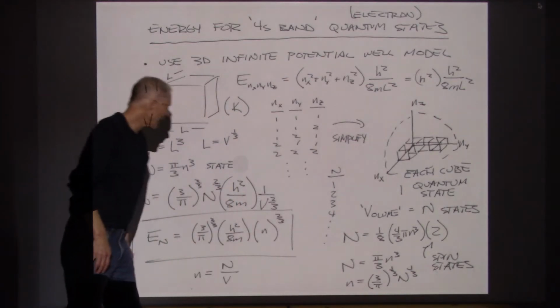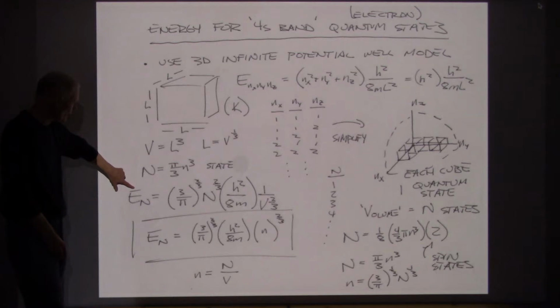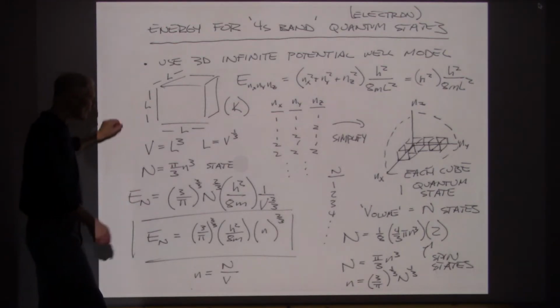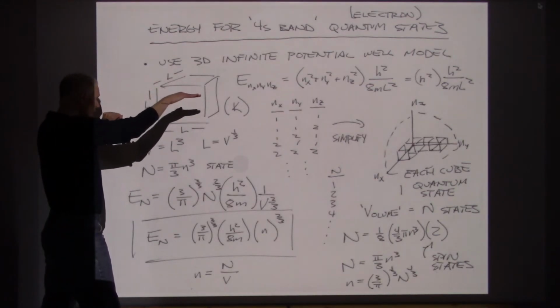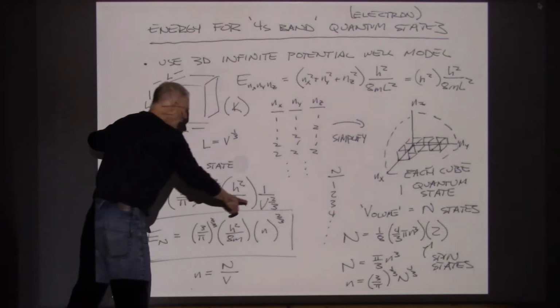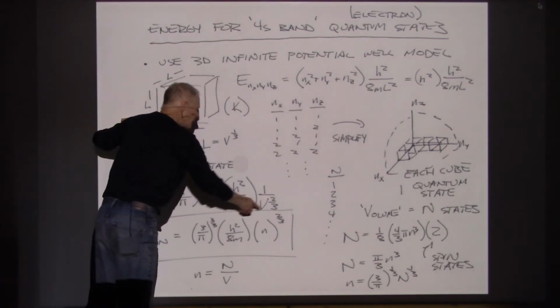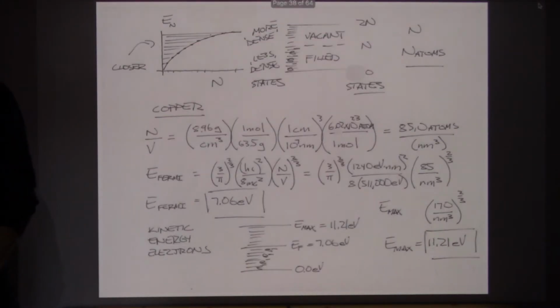But the little n now in this formula, let's go back to this one. The energy of the nth quantum state is given by these constants times whichever state we're looking at numerically, just being counted 1, 2, 3, 4, 5, and then multiplied by Planck's constant, the mass of the electron, and the volume of the piece of metal. So let's see how this would work.